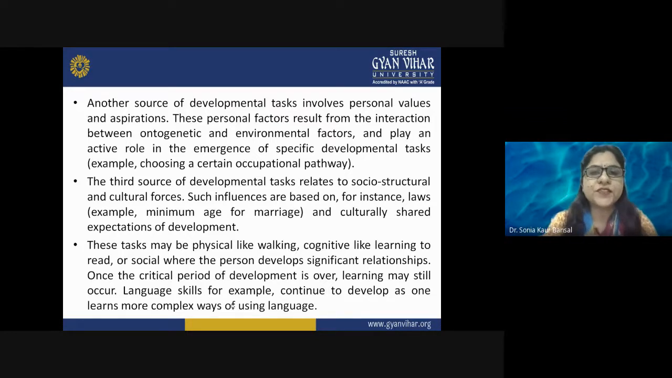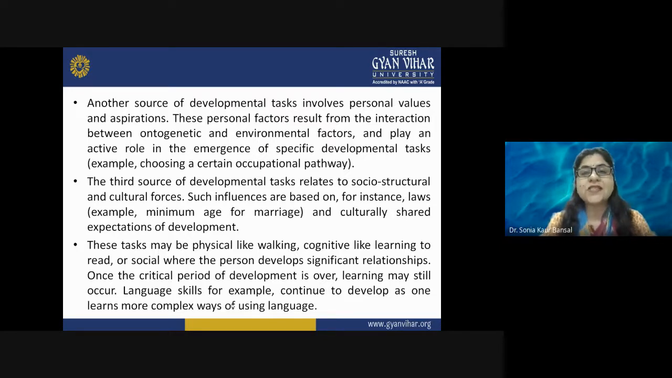Now, the third source which we have discussed about, that is sociology. So, it is relating to socio-structural and cultural forces. And such influences are based on, for instance, laws, for example the minimum age for marriage, and culturally shared expectations of development as well. So these tasks may be physical, like walking, cognitive, like learning to read, or social, where the person develops significant relationships once the critical period of development is over.